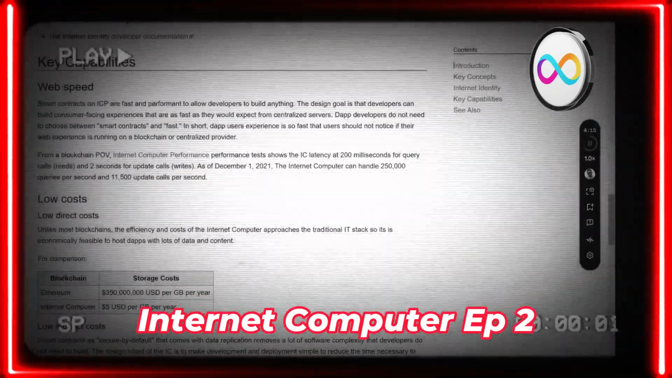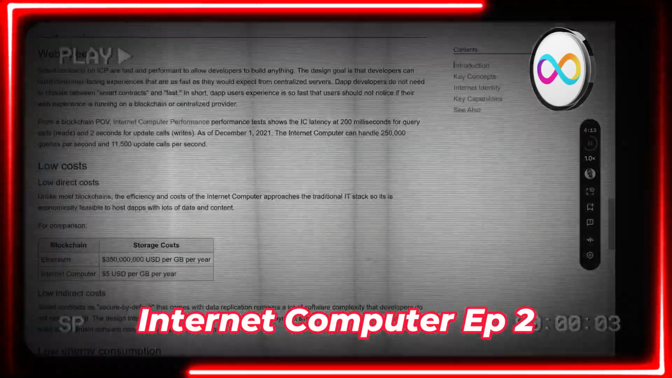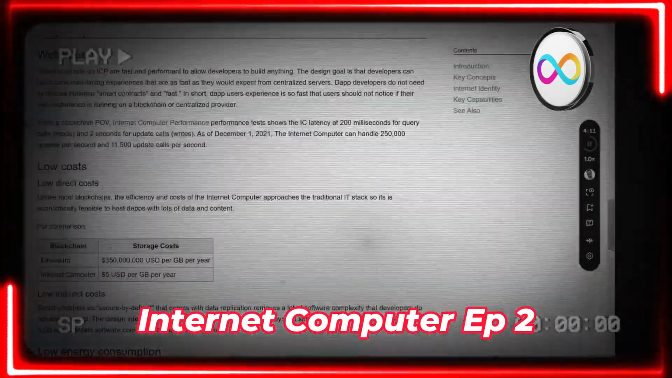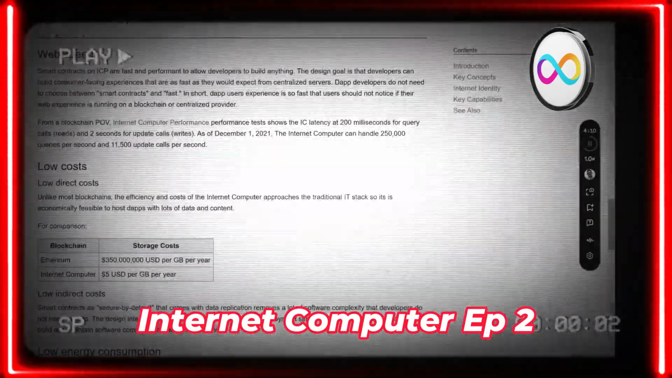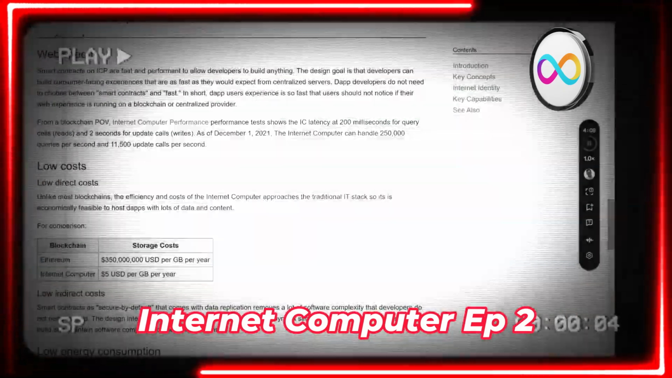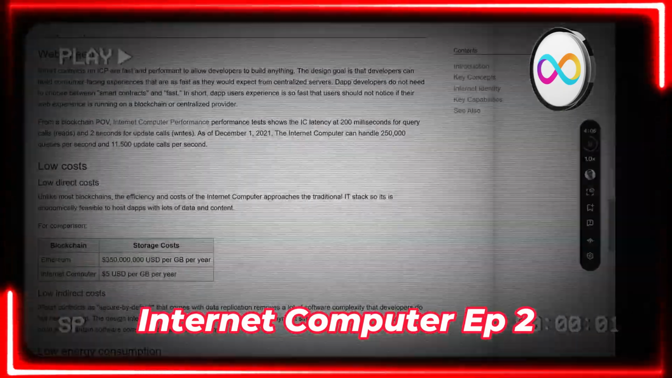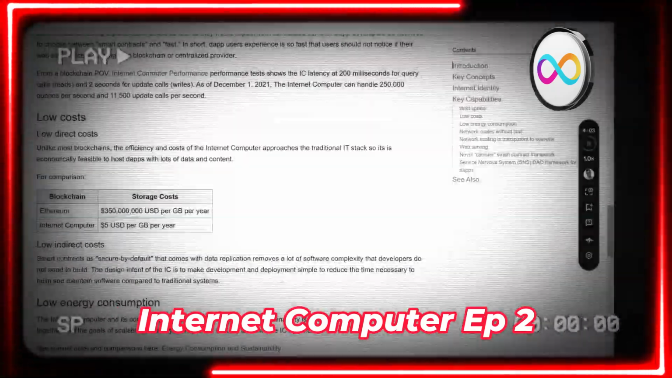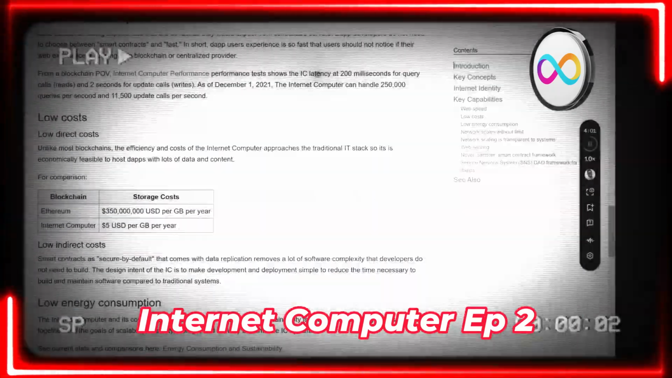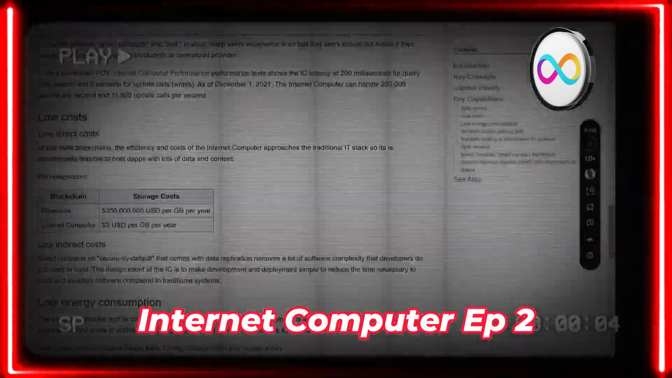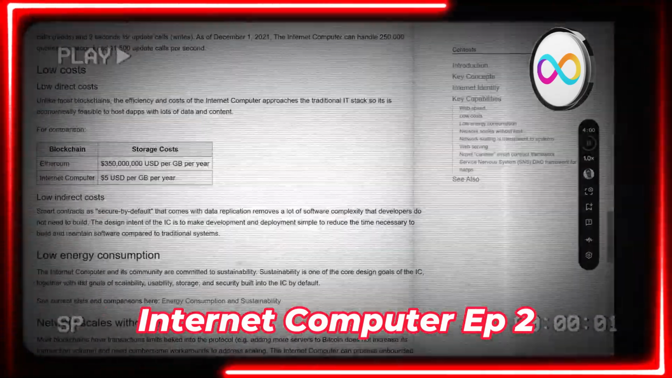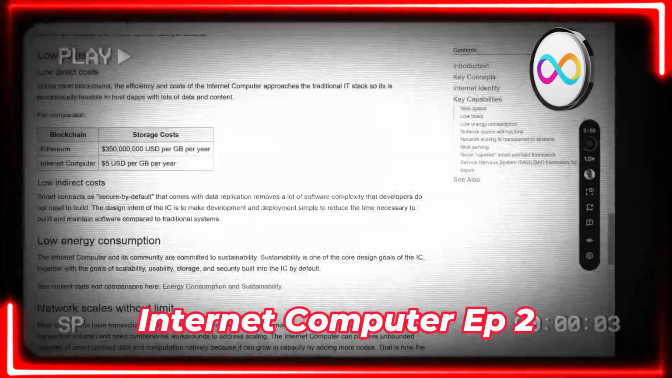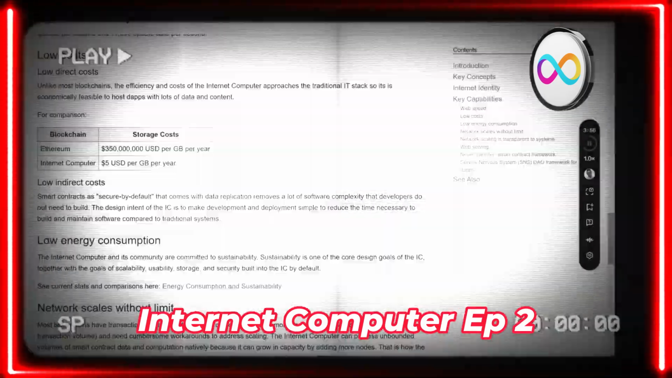Low costs, low direct costs. Unlike most blockchains, the efficiency and cost of the Internet Computer approaches the traditional IT stack, so it is economically feasible to host dApps with lots of data and content. For comparison, blockchain storage costs on Ethereum $350 million USD per GB per year, and on the Internet Computer $5 USD per GB per year. Low indirect costs. Smart contracts are secure by default, and this, together with data replication, removes a lot of software complexity that developers do not need to build.